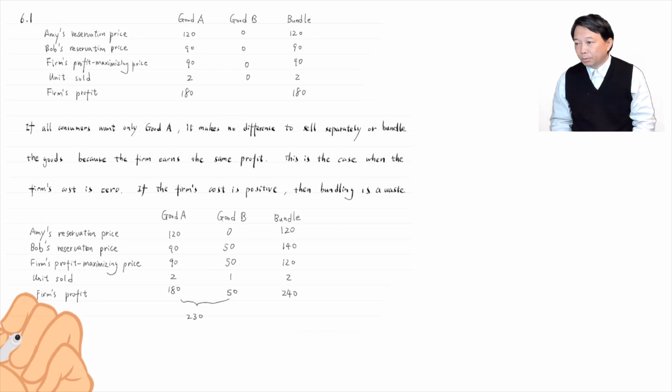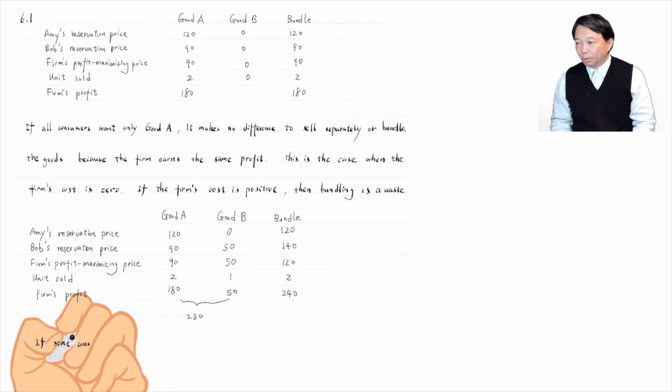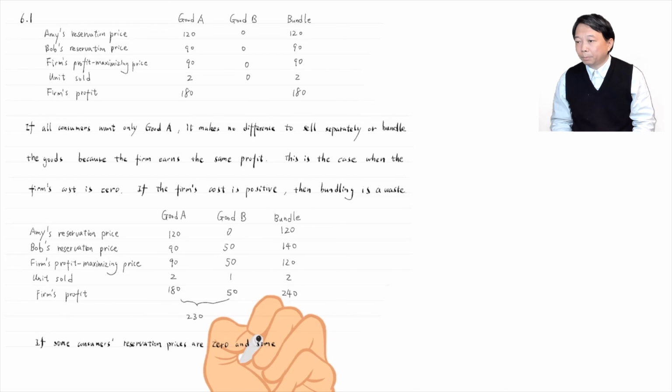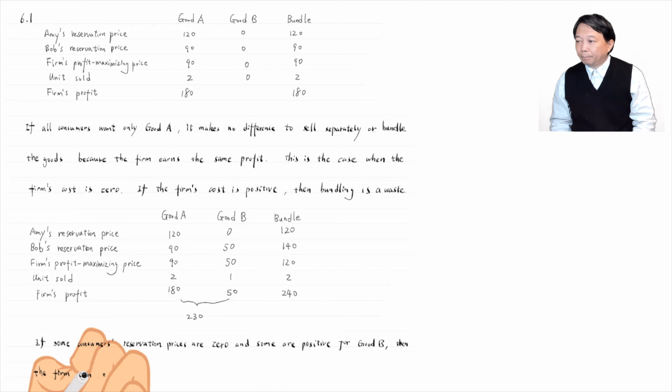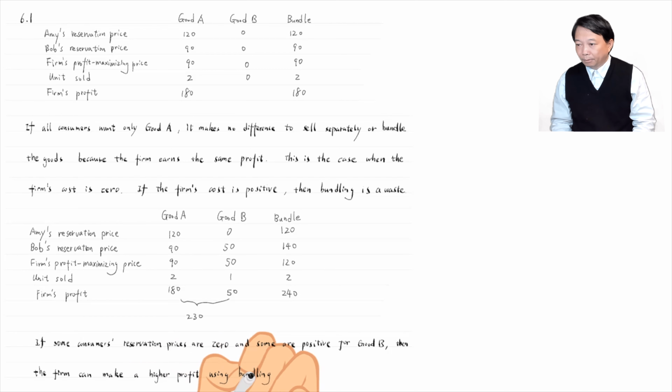If some consumers' reservation prices are 0 and some are positive for good B, as the table shows, then the firm can make a higher profit using bundling. If the firm sells the two goods separately, it maximizes its profit by charging 90 for good A and selling to both consumers, and charging 50 for good B and selling to Bob. The firm's total profit from separately selling the goods is 230.